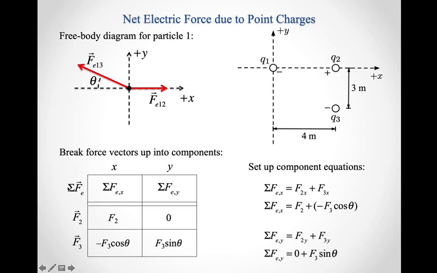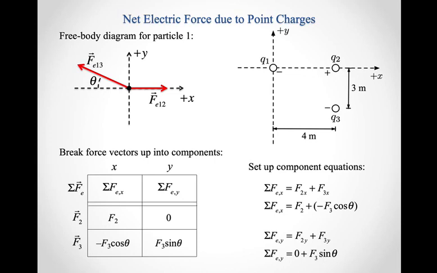So again, I'm saying the net force equals F2 plus F3, and so I have an x component equation and a y component equation. For my x component equation, I've got the x component of the net electric force acting on particle 1 equals all of F2 plus, and again, this is sort of overkill, but I'm just emphasizing that I'm adding them together, the x component for force 3 is negative. My y component equation says the y component of the net electric force acting on particle 1 is equal to 0 plus F3 sine theta. So there are my two equations.